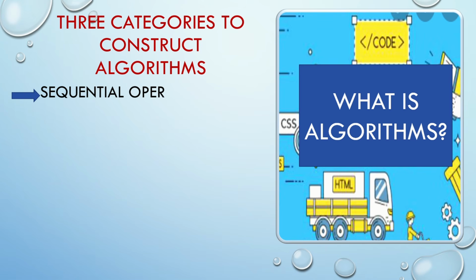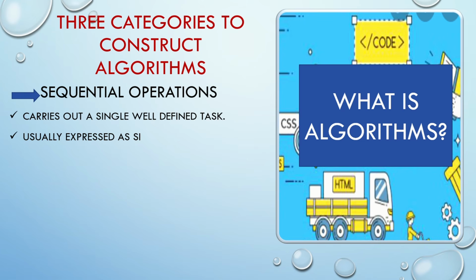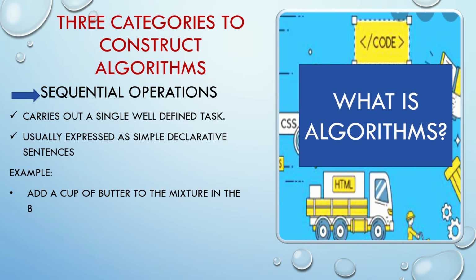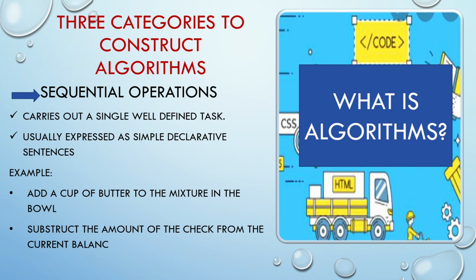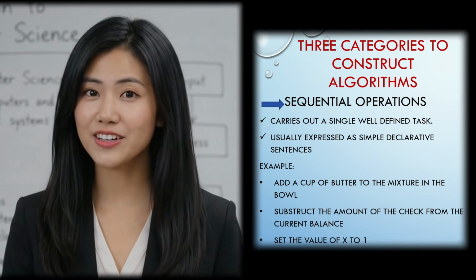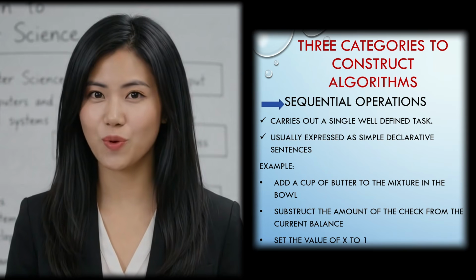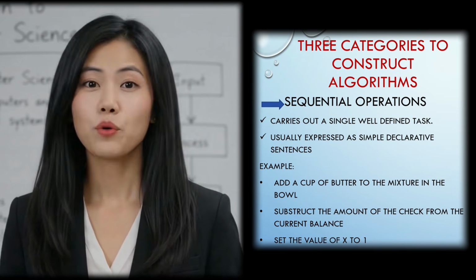Sequential operations carry out a single, well-defined task, one after another. They're usually expressed as simple declarative sentences, just plain statements telling the computer to do one specific thing. For example, add a cup of butter to the mixture in the bowl. Or, subtract the amount of the check from the current balance. Or, in programming terms, set the value of x to 1. No decisions being made here. No repeating, just one instruction, then the next in order.